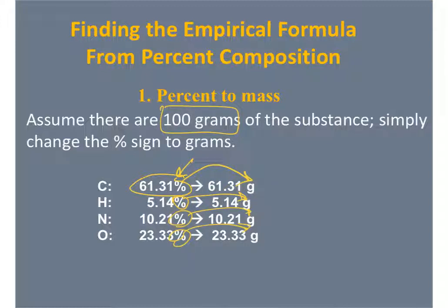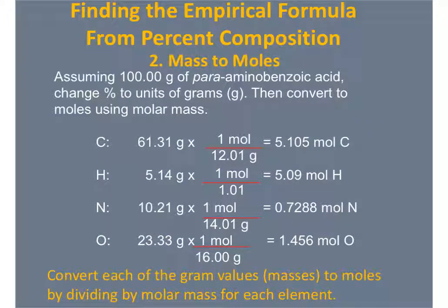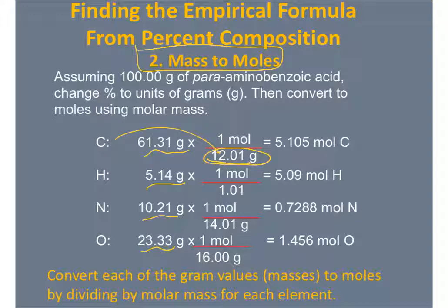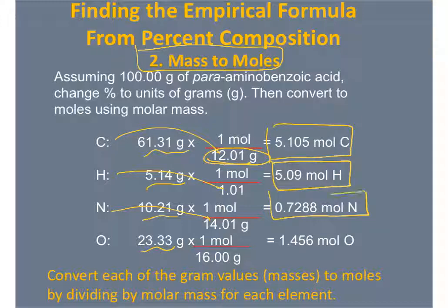All right. The second step, if you remember, was mass to moles. Okay, step 2, mass to moles. So you take the grams, the mass that you just got for each of the elements, and you divide each of those mass amounts by the molar mass of that particular element. Okay, so carbon's 12, hydrogen is 1, nitrogen's 14, etc. And you will get mole values for each element in the compound.